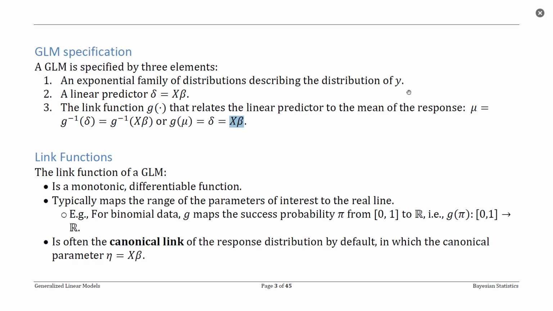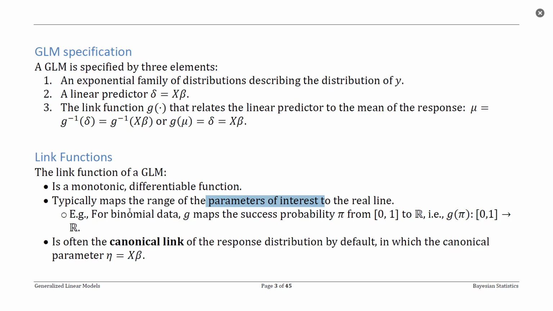And I want to say this, generally, it's the mean of the response. However, as we'll see in some examples, it's not always the mean, but it might be some function of the mean or some other way of transforming the model parameters. So this g right here is known as the link function, and it has to have certain properties. So it has to be a monotonic differentiable function. And usually when you look at a link function for a generalized linear model, it typically is going to map the range of our parameters of interest to the real line.